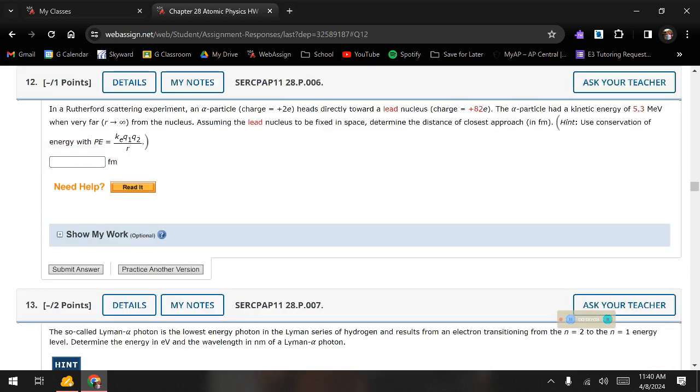In Rutherford's scattering experiment, an alpha particle of charge 2e heads directly towards the lead nucleus of charge 82e. The alpha particle has a kinetic energy of 5.3 MeV when really far away from the nucleus. Assuming the lead nucleus is fixed in space, determine the closest distance in femtometers. Hint, use conservation of energy.